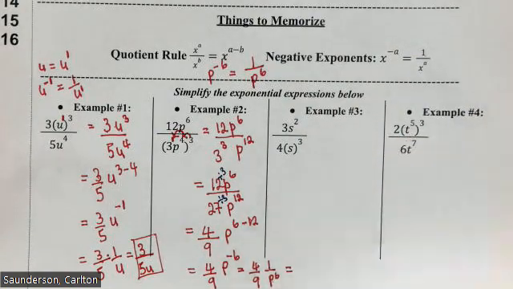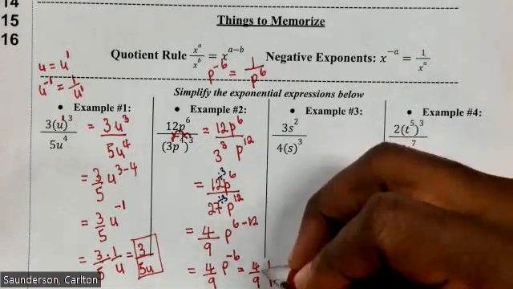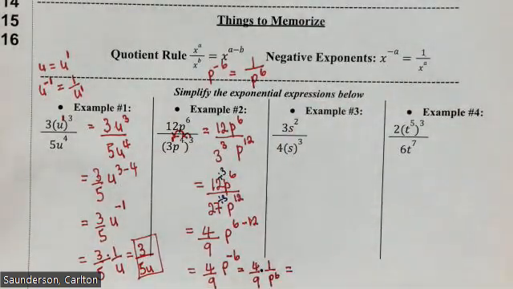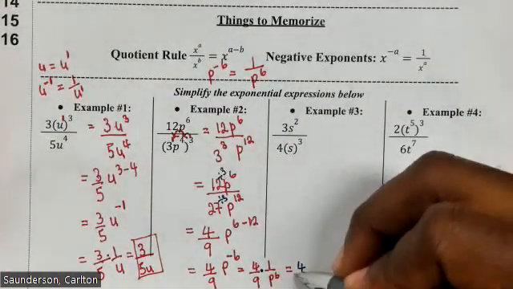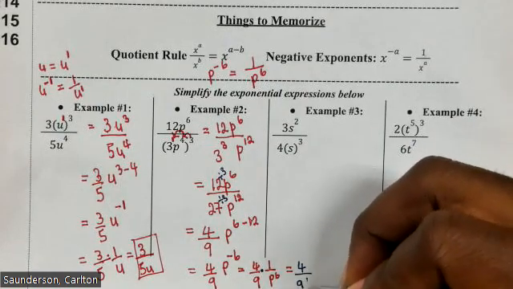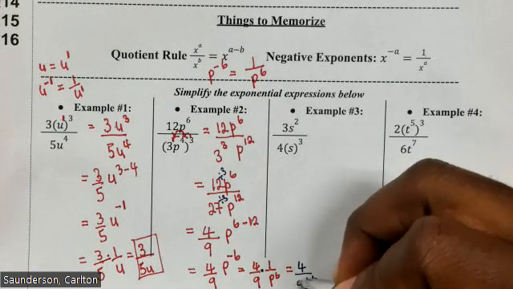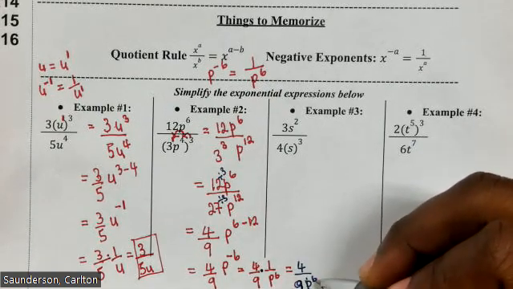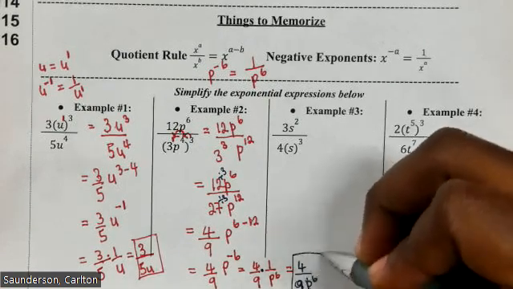I'm going to go ahead now and multiply these, okay? So again, I'm going to multiply these to get a fully simplified answer. 4 times 1 is 4, all right? 9 times p to the 6th is 9p to the 6th power. And that is our answer.